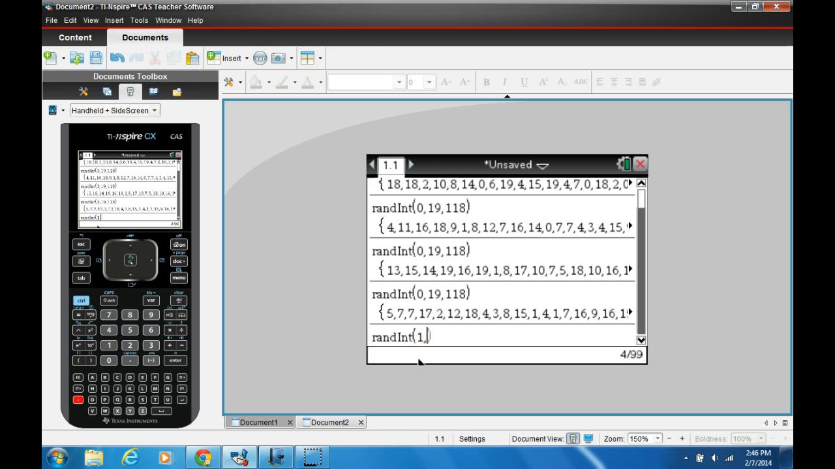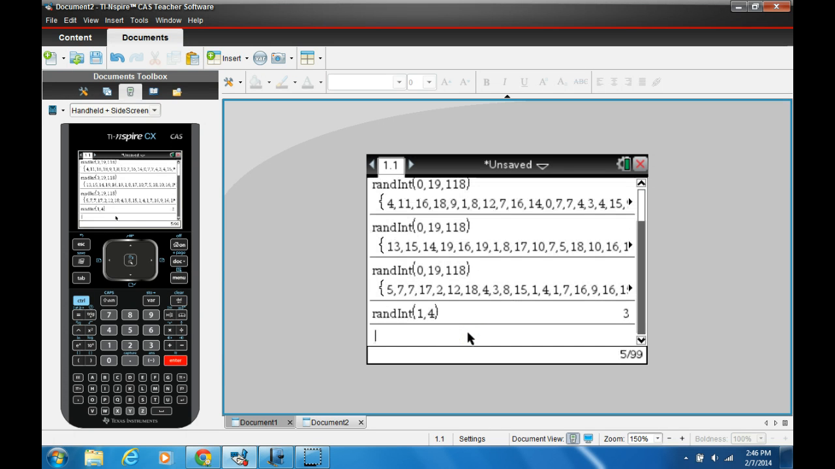Wait, how do you do that randInt? Just type it. That's just the way the function's written. Okay. So randInt 1 through 4. So if I hit enter at this point, it's going to tell me that it drew a 3.